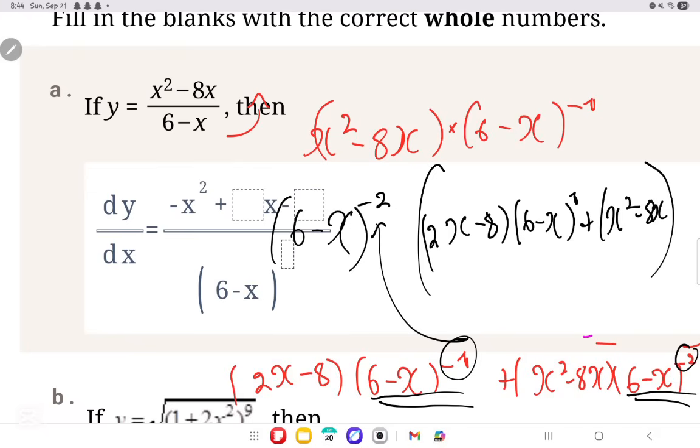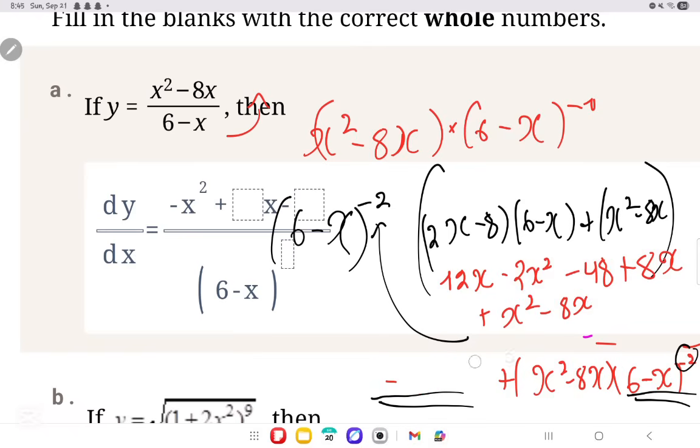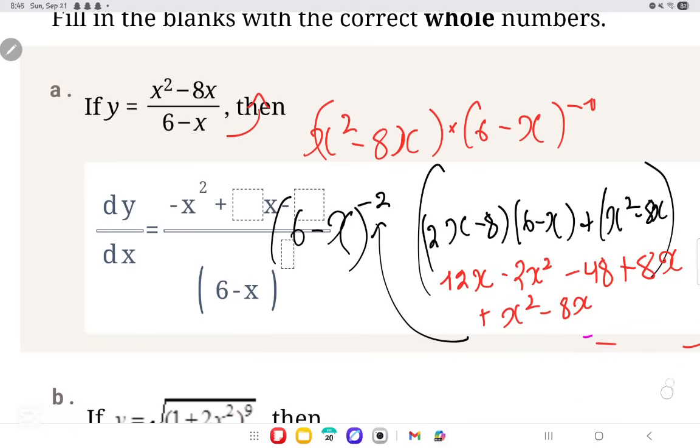So let's expand this. This is going to be 12x - 2x² - 48 + 8x, right? Plus x² - 8x. Okay, so let me erase this in the bottom so we can have some space.